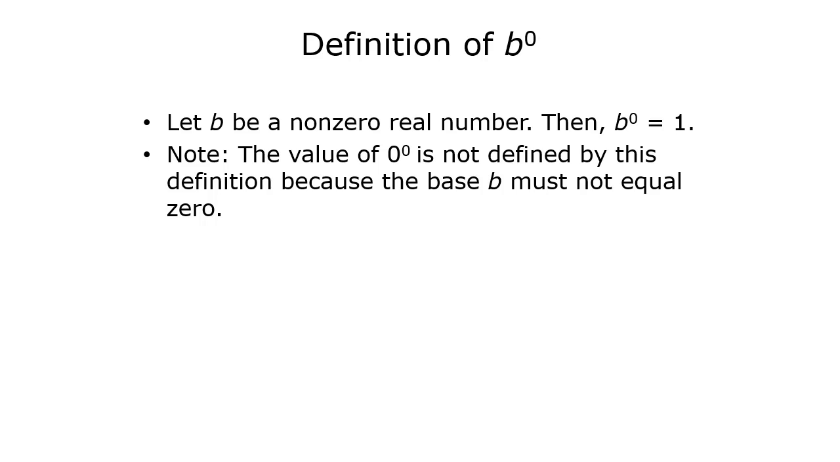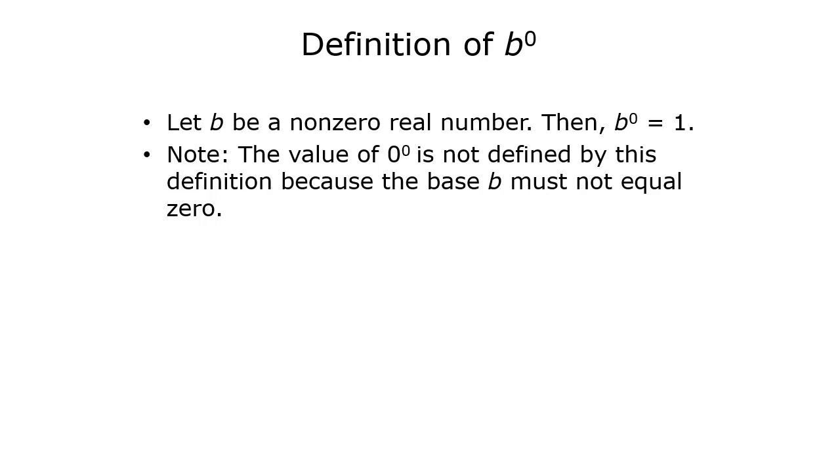So before we can raise something to a power, whether we're raising it to a zero or a negative exponent, we're going to start with b being a non-zero number. As long as b is a non-zero real number, when we raise it to a power of 0, it equals 1. And the reason why that works is from the rules of exponents. Now do note that 0 raised to 0 is not defined by this definition because the base must not equal 0.